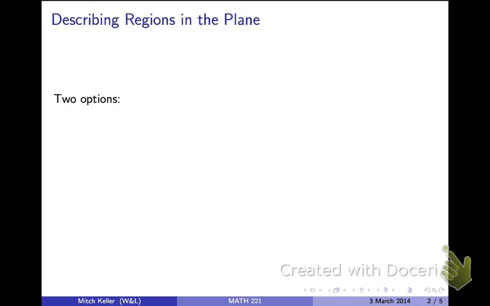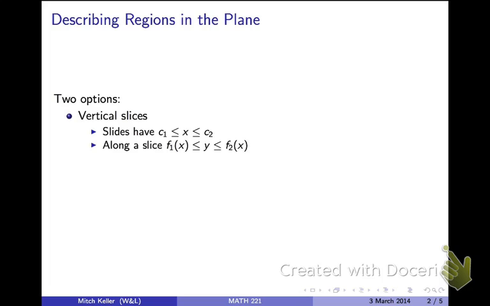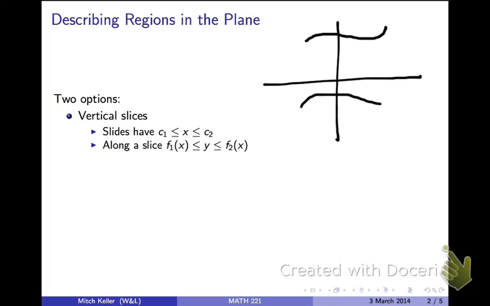We have two options for describing regions in the plane. And what do I mean by a region in the plane? Well, suppose we have some sort of blob and we want to describe what is inside of it. So we could use vertical slices, and here's a region that fits well to have a vertical slice. What we're noticing is that we've always got the same curve down below and the same curve up above, and the left and right sides are just straight lines, vertical lines.